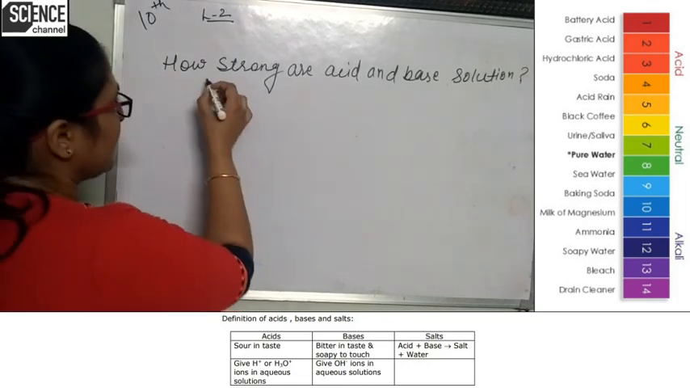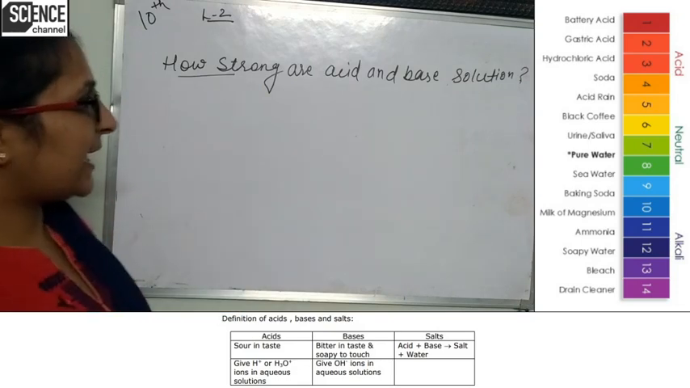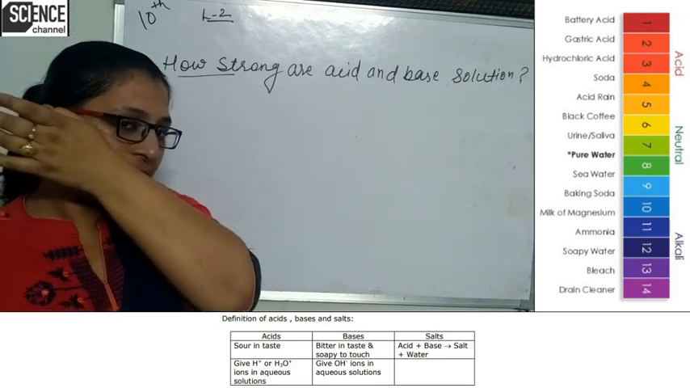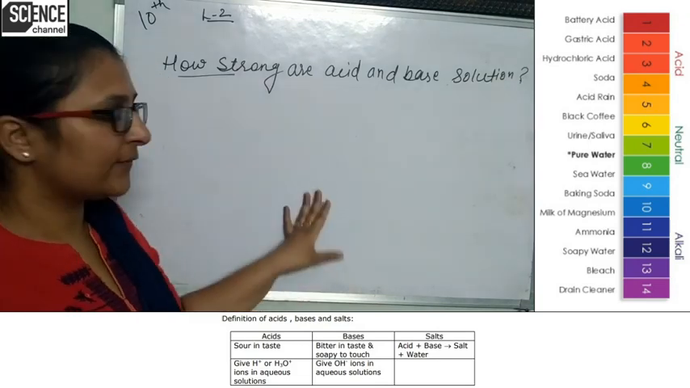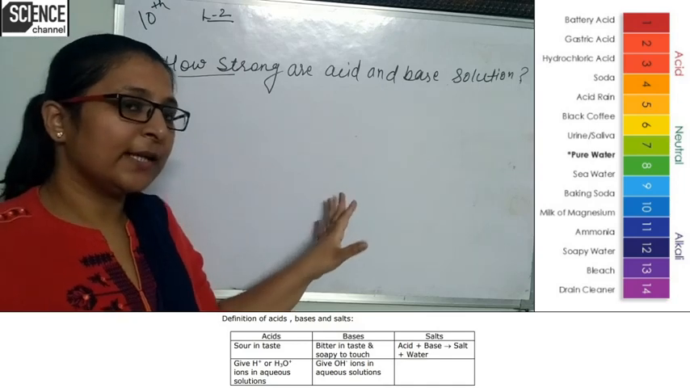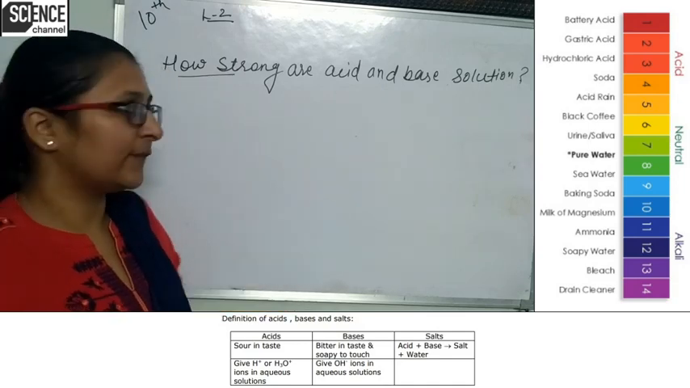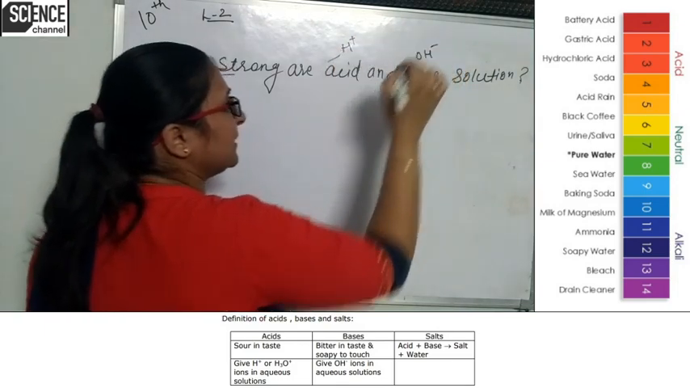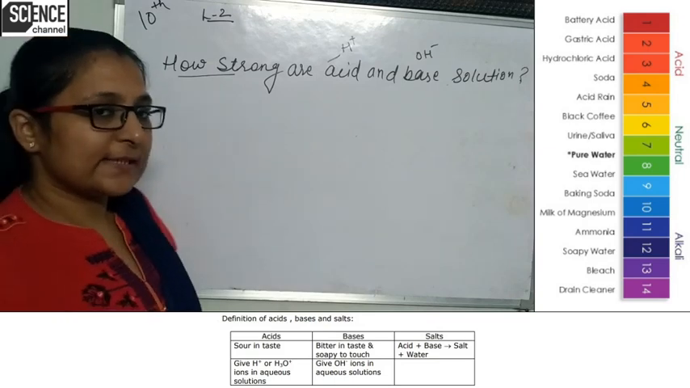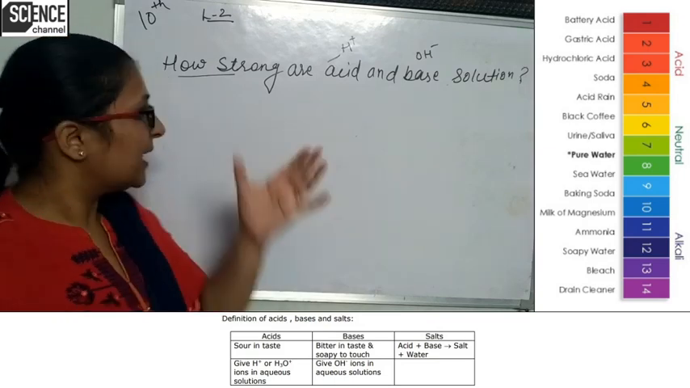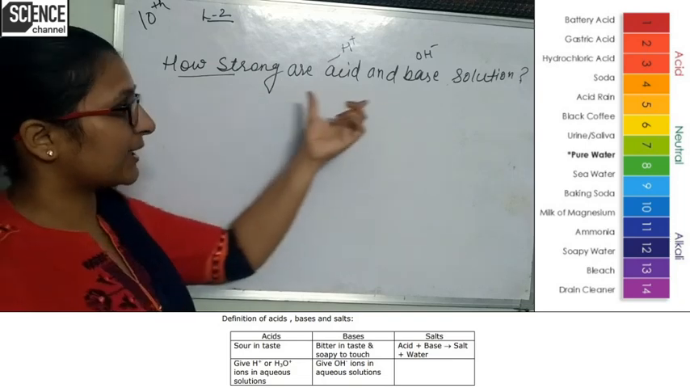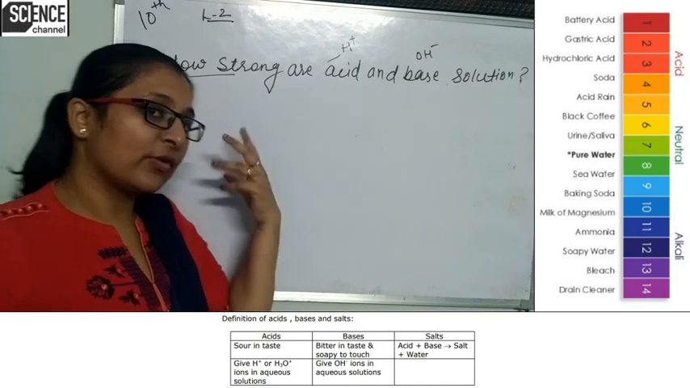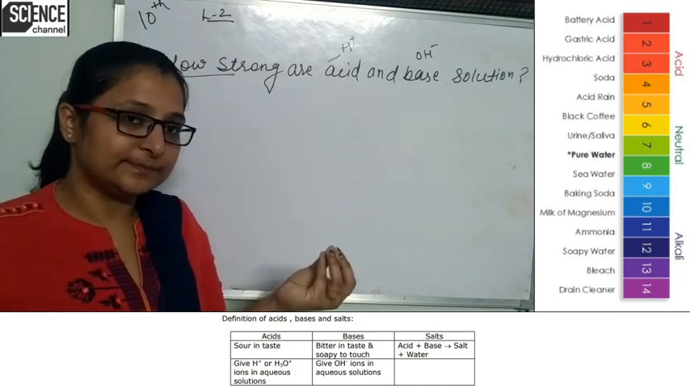The next topic is how strong are acids and bases. Firstly, we know what acids and bases are, by different methods: by tasting, or by the H positive ion or the OH negative ion. The acid gives H positive ions and the base gives OH negative ions. From that we have considered acids and bases. Now the next question is how strong are the acids and bases? How can we detect whether an acid is strong or weak?